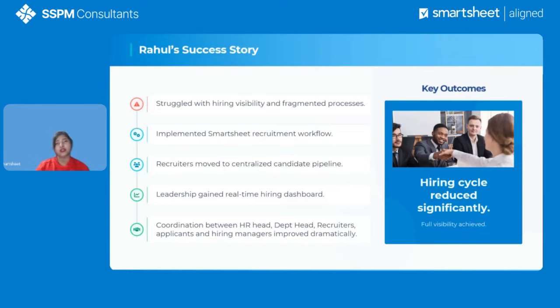Earlier, decisions were based on assumptions. Now, it is from real time dashboards, pipeline metrics, hiring progress insights. So, Rahul doesn't just feel things are improving, he can actually see it in the data. And that's the real transformation. Not just improving the process, but improving the experience of everyone involved in hiring.